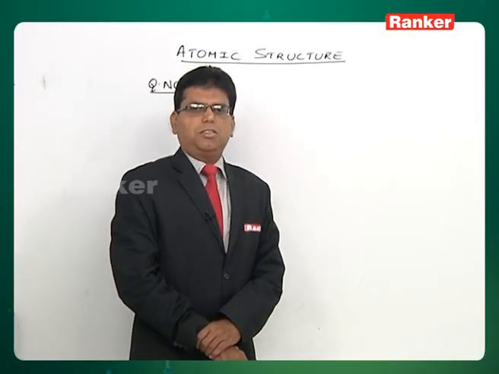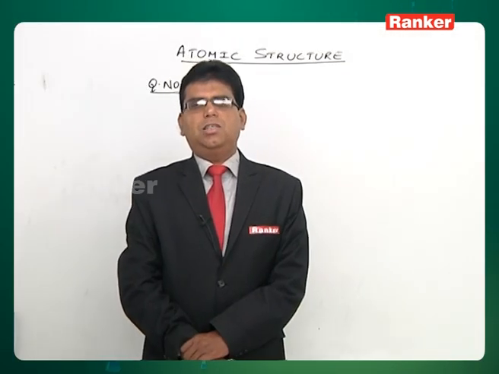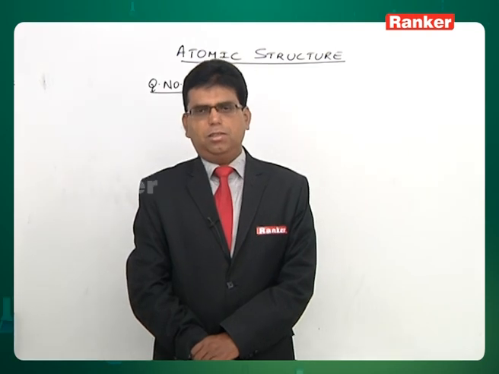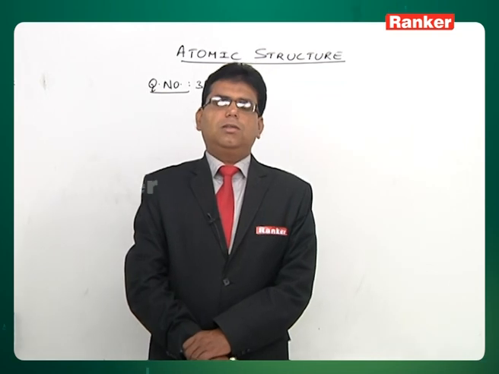Now in question number 36, it says, which one of the following is a centrifugal force balancing the Coulombic force of attraction of an electron revolving in a circular orbit of hydrogen atom? This relates to Bohr's theory, where the centrifugal force is given as minus mv square by r and the centripetal force is minus e square by r square. So this we relate while deriving the expressions for energy of the electron, radius of the orbit and other parameters using Bohr's theory.